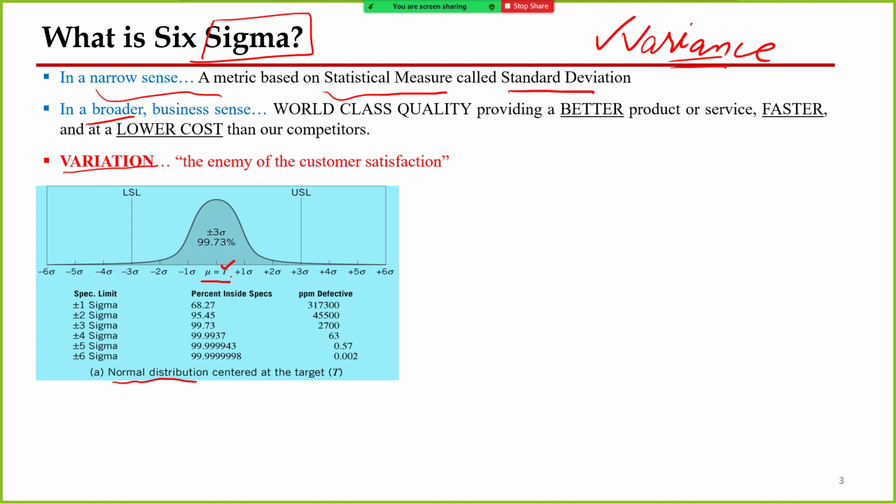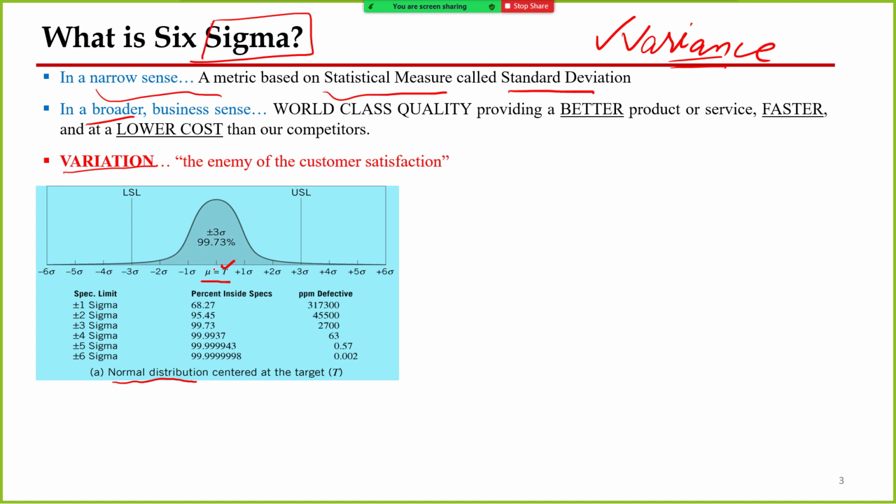Suppose they have said that you have to produce 1 million of this pen. So that is the order from the customer, but every pen's diameter should be equal to this target T. But when we are going to produce that particular product, we cannot quantify the diameter of every pen. So we have to take certain samples.